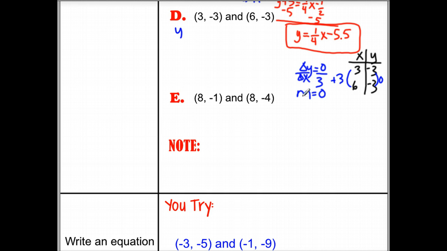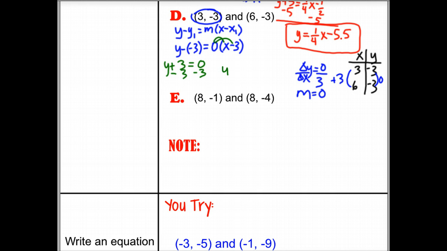So if we plug that into y minus y1 equals m times x minus x1, I'm going to use this point here. Y minus -3 equals 0 times x minus 3. So when we distribute this through, 0 times anything is 0. So we have y plus 3 equals 0. So you subtract 3, y equals -3 is our equation. And the reason why this makes sense is we have a slope of 0.